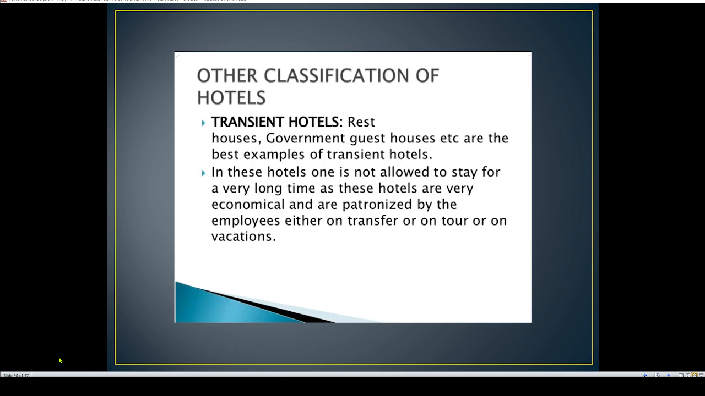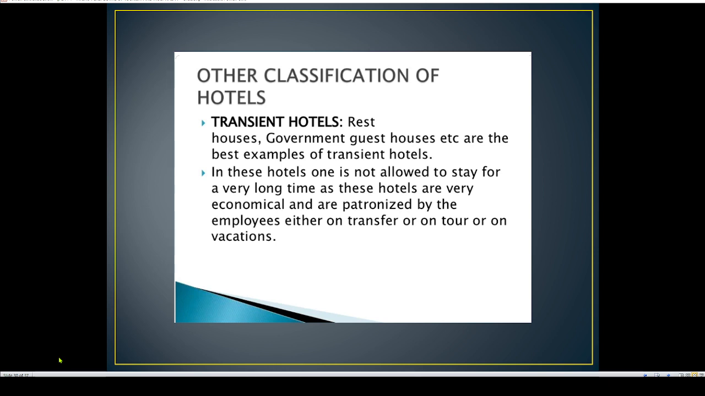So, we have it here also transient hotels, rest houses, government guest houses, etc. are the best example of transient hotels. In these hotels, one is not allowed to stay for a very long time as these hotels are very economical and patronized by employees either on transfer or on tour or on vacation.